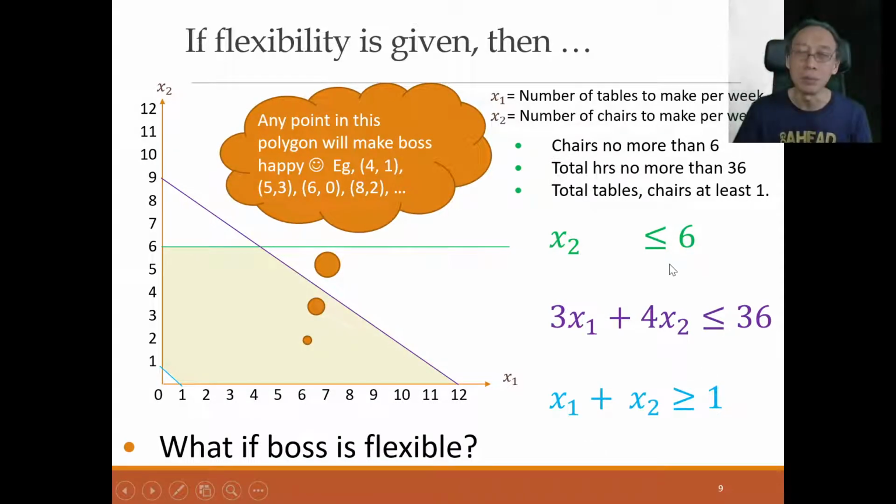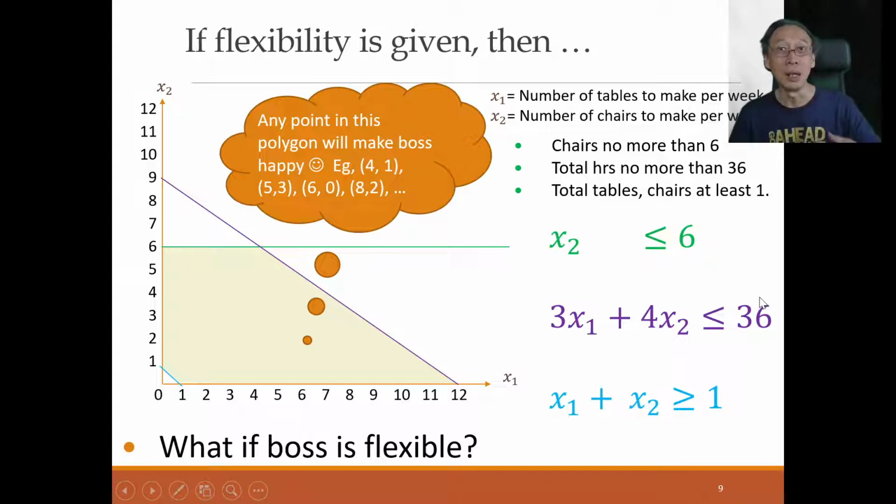Anything that's less than or equal to 6, all right, of course, let's also assume further that they are greater than or equal to 0. Less than or equal to 6, less than or equal to 36, greater than or equal to 1. Okay, don't insist on exactly equal to 1 or exactly equal to 8. Then can we find a solution? So in real life, it will be that the boss will say, don't make more than 6 tables. Oh, sorry, 6 chairs, right? Don't use more than 36 labor hours and so on.